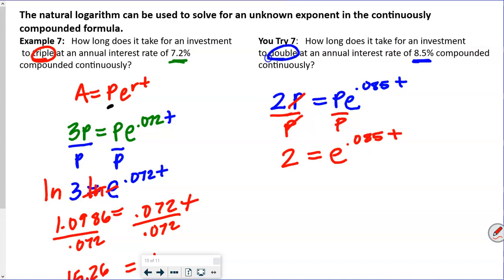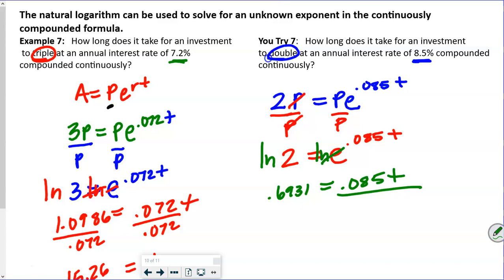How do we get rid of the e? With the ln, right? So once again, we're going to take ln of both sides. So when we take the ln of 2, we get 0.6931. And this is going to be 0.085 t, because those two cancel each other out. So we're going to divide both sides by 0.085.